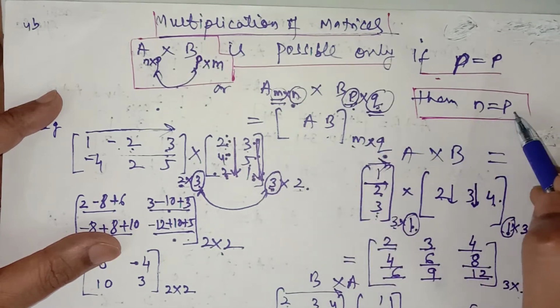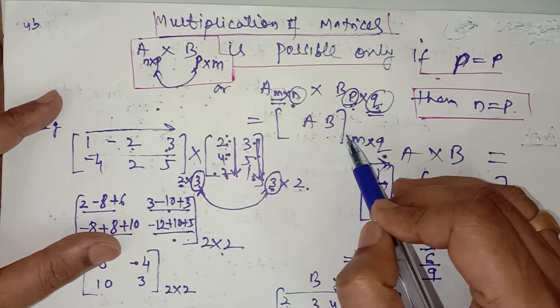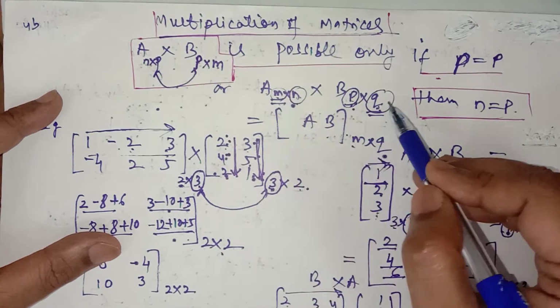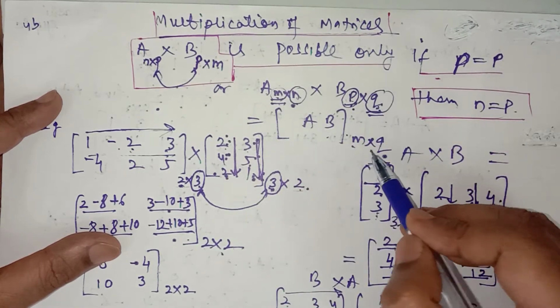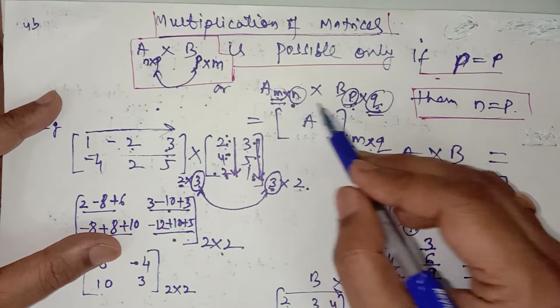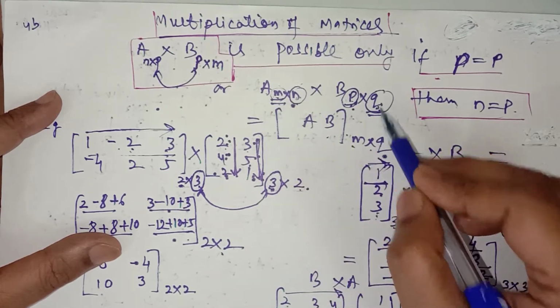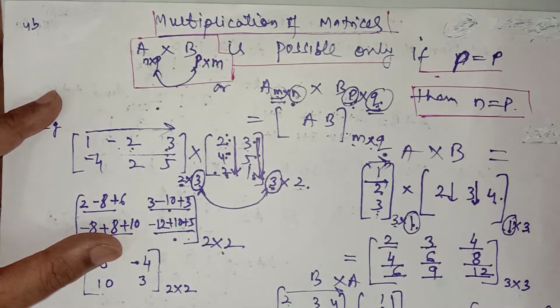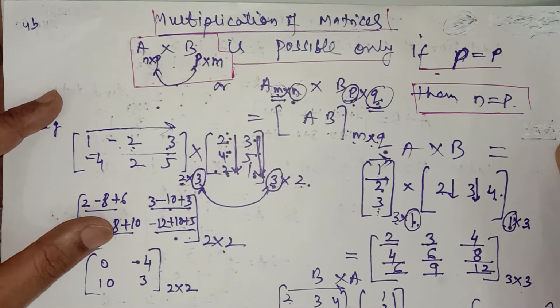n must be equal to p, and the order of the resultant matrix will be m by q. M by q, this is the main thing, you have to learn this. Because n is equal to p, m into q will be the order of the resultant matrix. Now I'm taking an example.